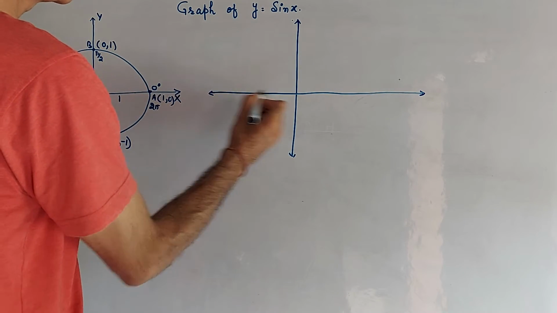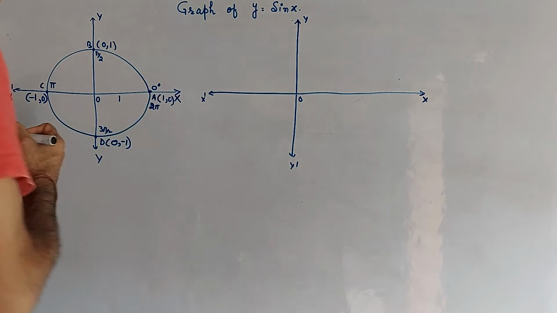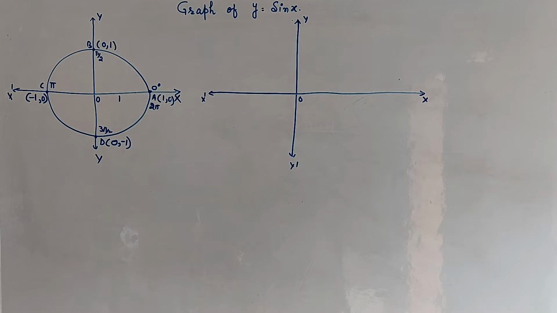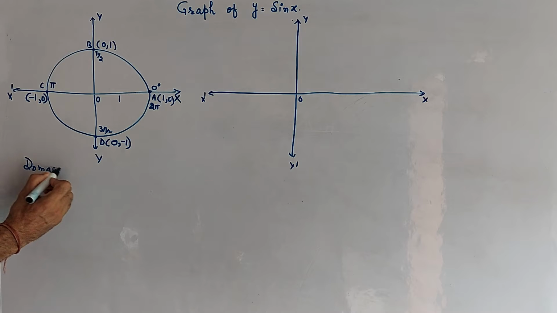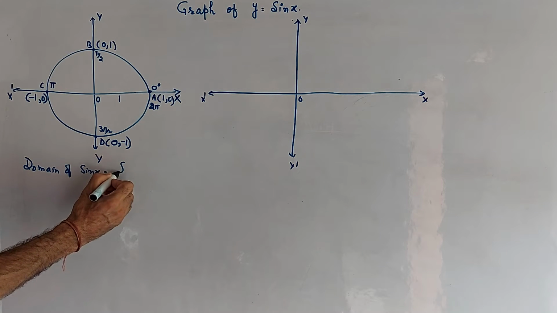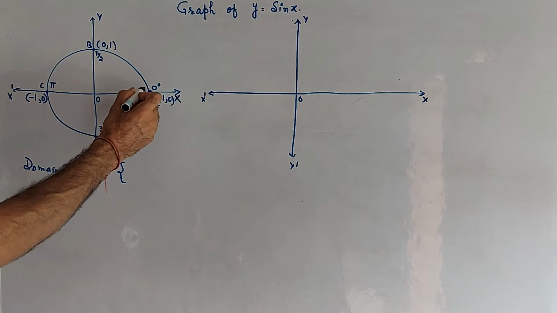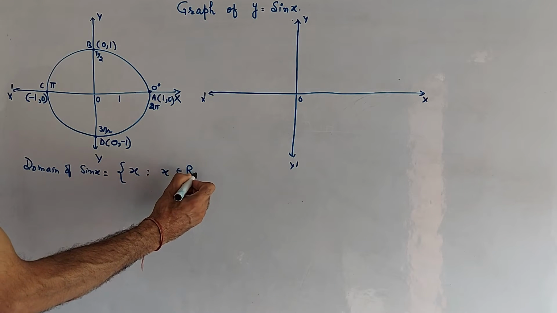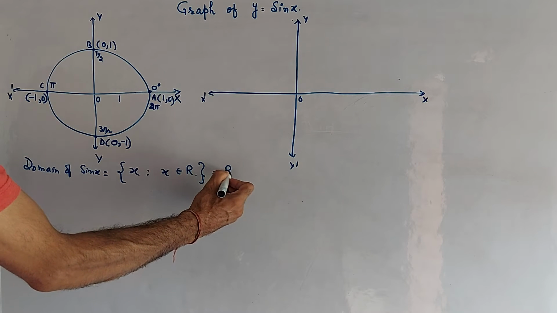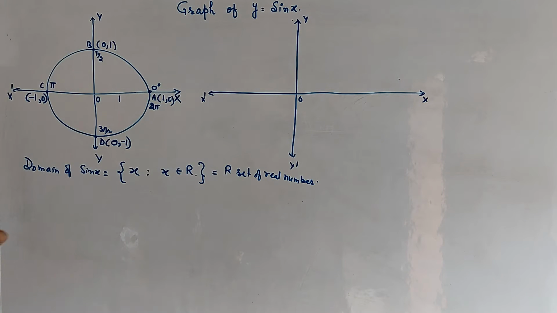Now we will draw the coordinate axes. This is the x-axis, this is the y-axis, and y dash. We know that for the domain of sin x, we can put all real number values: in the anti-clockwise direction the values of x are positive, and in the clockwise direction they are negative. So x belongs to the set of real numbers. This is the domain of the sin function.